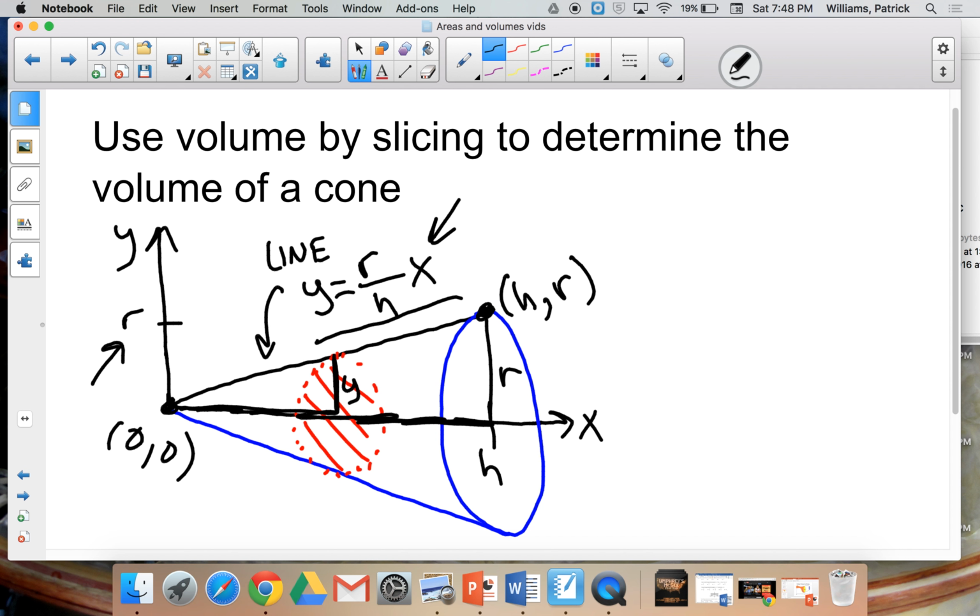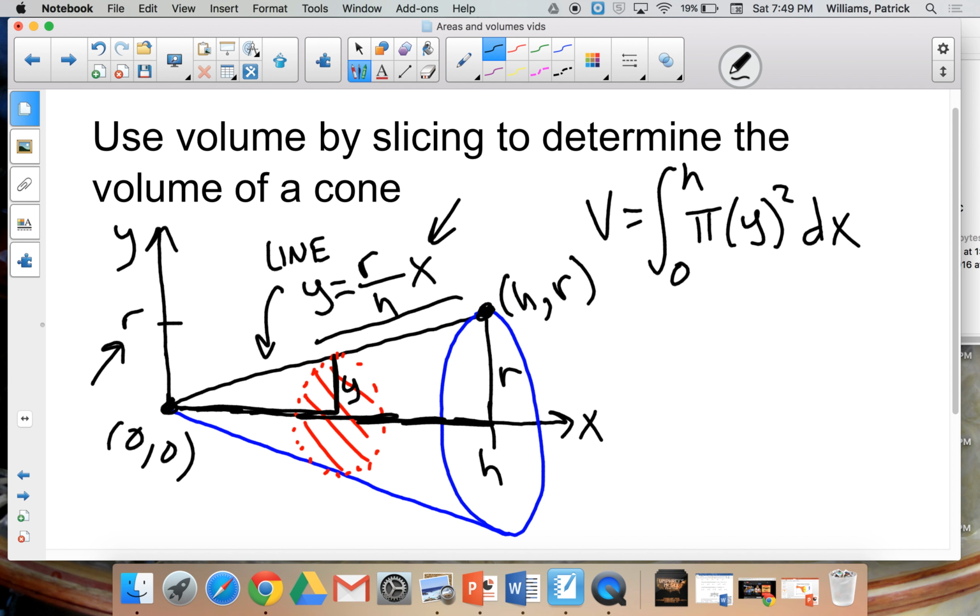So if we want to figure out the volume of this, the volume will be the integral, again, from 0 to h, because that's the starting point and the ending point of when we're adding up our slices of the area of a circle. Now remember, the area of a circle is pi r squared, but in this case, again, it's going to be pi y squared, okay? So what we do is we plug in our formula for y.